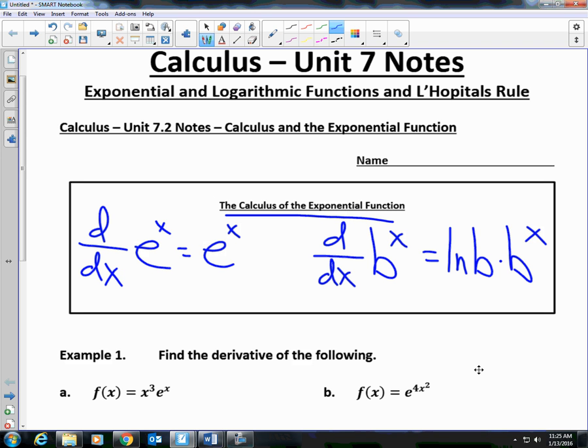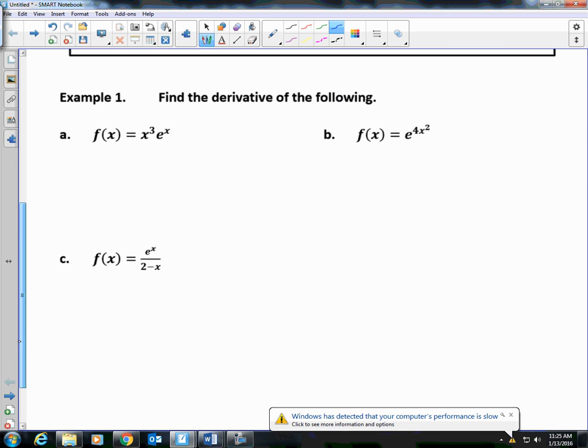This makes sense over here as well. What is the natural log of e? That means e to what power is e? So the natural log of e is 1. So if you apply the same formula over here, natural log of e is 1 times e to the x. So it works out. So anyway, let's try some examples so you can see exactly what we're doing.